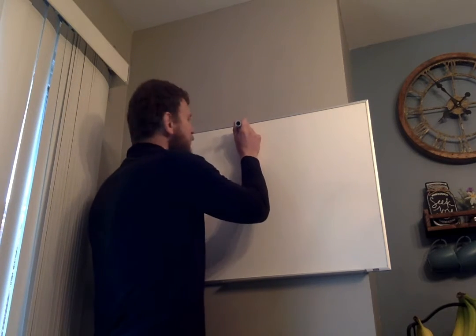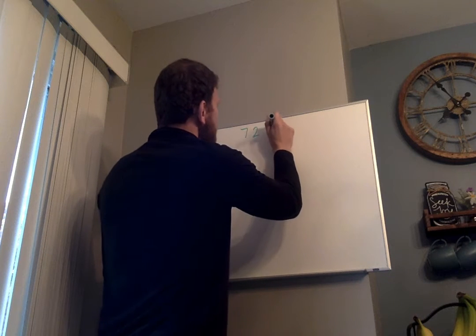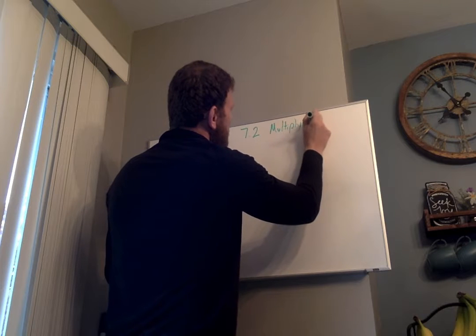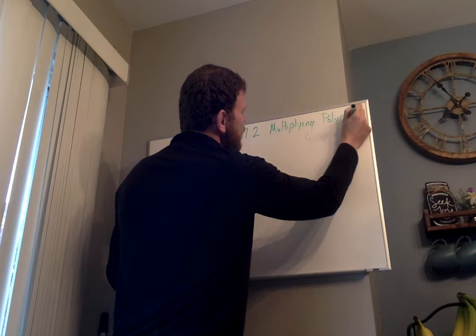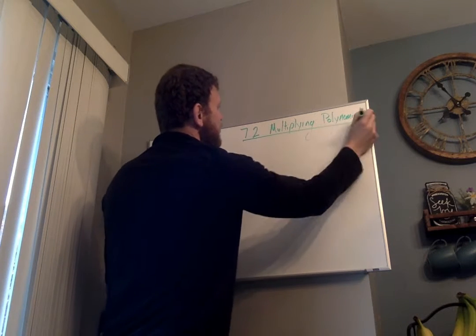This is 7.2, multiplying polynomials. That was close. Almost didn't fit that.